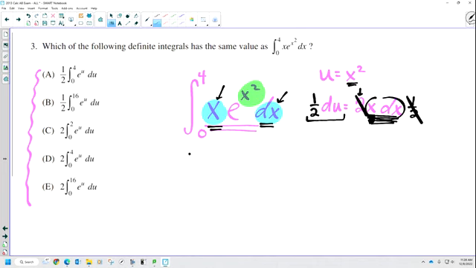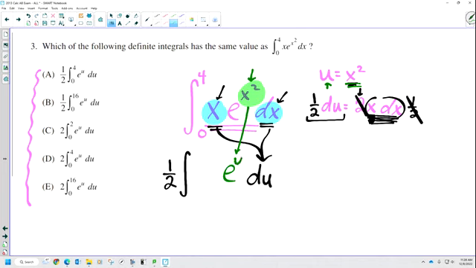So let's start to write this. 1/2 is a constant. I will pull that out. So both of these go bye-bye, and in for them is a du. The 1/2, which is outside, so 1/2 du. Now, x squared goes bye-bye because in for x squared, we're going to put our u. So it's e to the u.